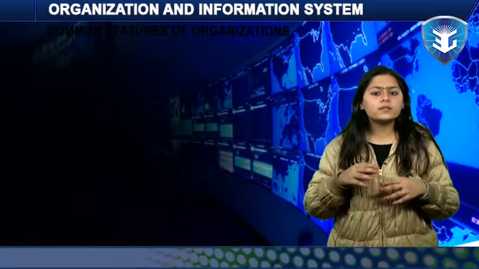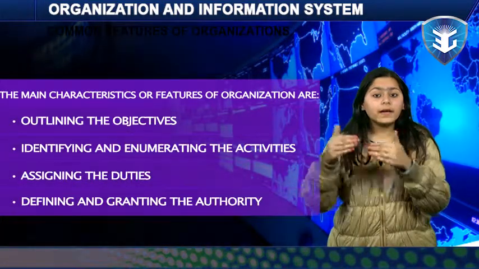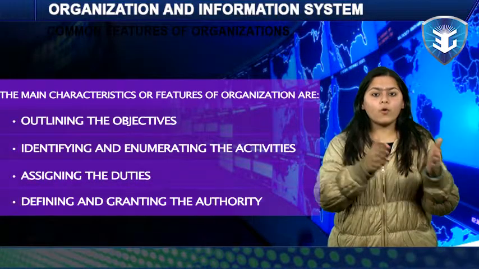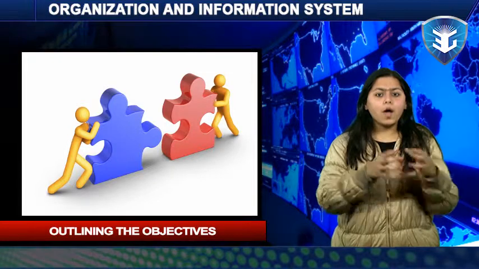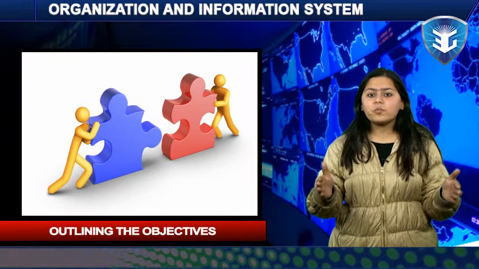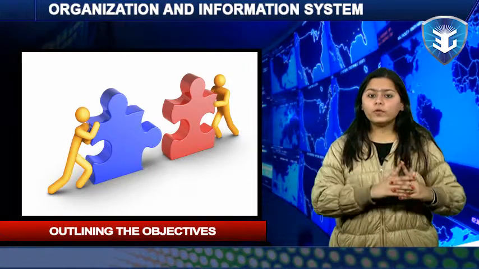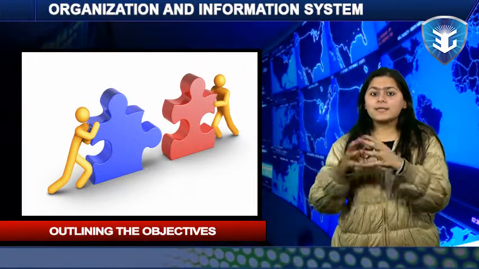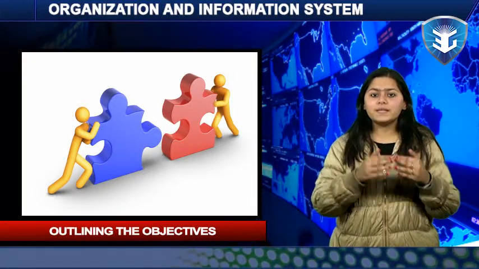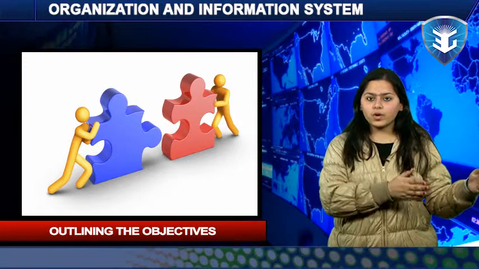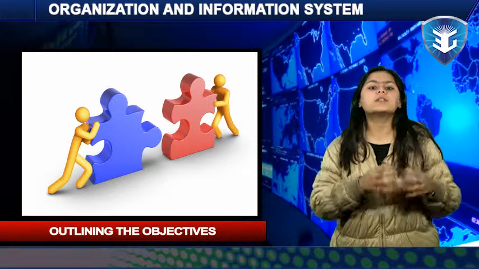Let us now discuss the common features of organizations. The main characteristics or features of an organization are, first, outlining the objectives. Born with the enterprise are its long-time objectives of profitable manufacturing and selling of its products. Other objectives must be established by administration from time to time to aid and support this main objective.